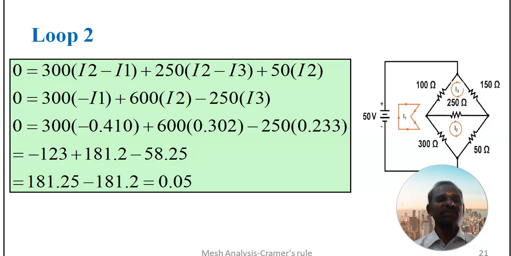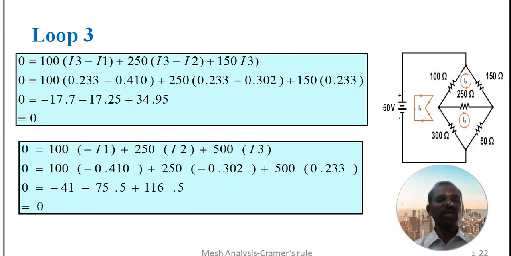Alright, in your loop 2, we don't have any voltage source in the second loop, so we use the same KVL equation. Potential rise is 0. Potential drop is 300 into I2 minus I1 plus 250 into I2 minus I3 plus 50 into I2. If you simplify this, again you have a small error, it's 0.05. It is 181.25 minus 181.2. There is a small error because of round-off error.